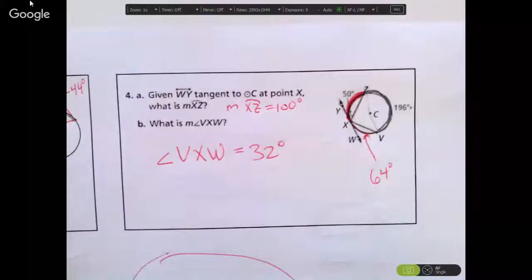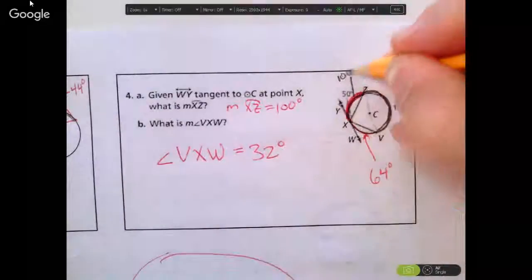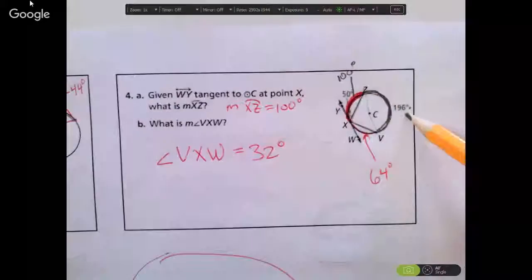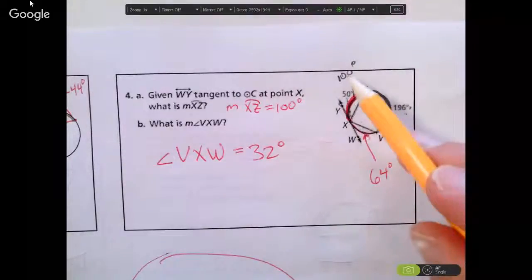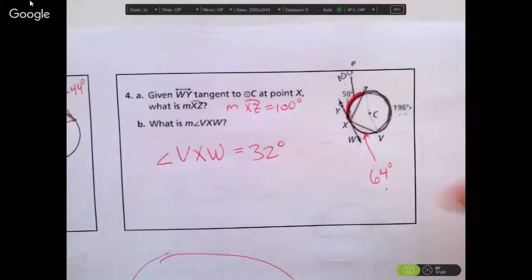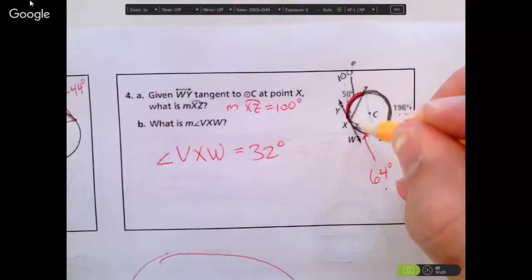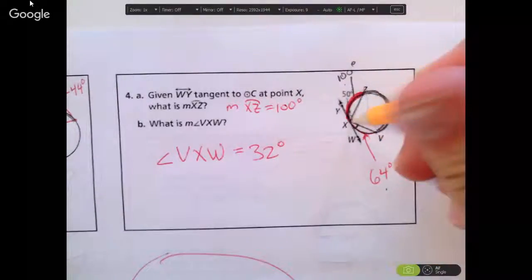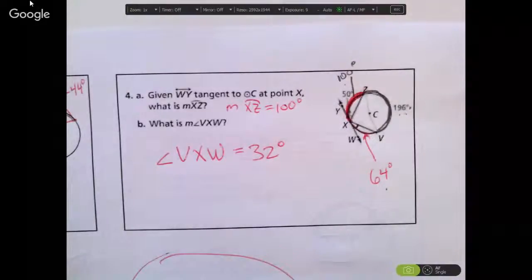We know that the circle is going to add up to 360. All the numbers on the outside have to add up to 360. We just found this one as 100. We know this is 196. This is what's left over. So 360 minus these two is 64. Then to figure out the angle that's across from it, where the vertex is on the circle, we cut it in half, we get 32. That's what I thought it was. I'm so proud of myself.